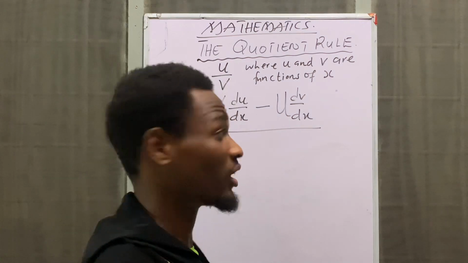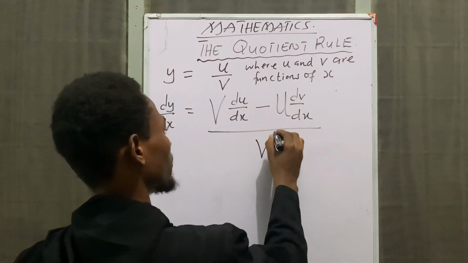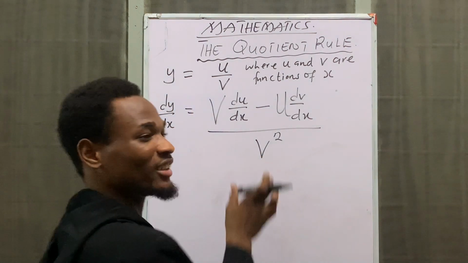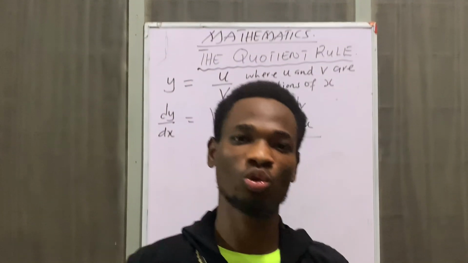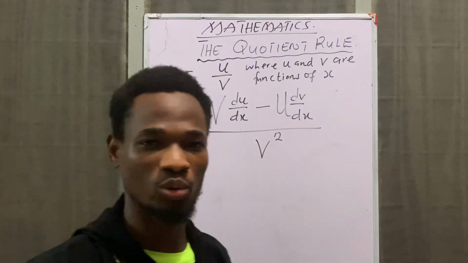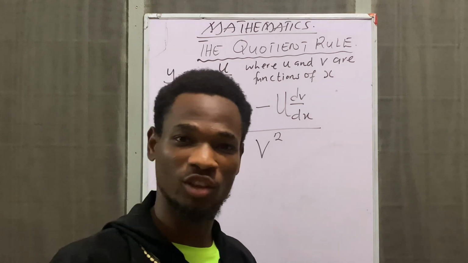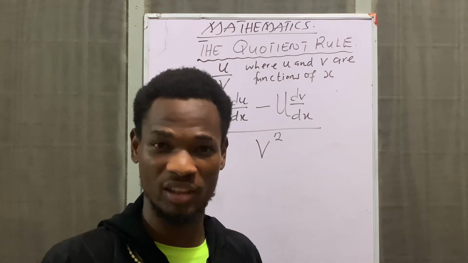And what is my denominator? My denominator here is v, v squared. And this is the expression for the quotient rule. So I don't expect you students to chew this into your head. Are you okay? Just learn how to deduce it, and that's all.